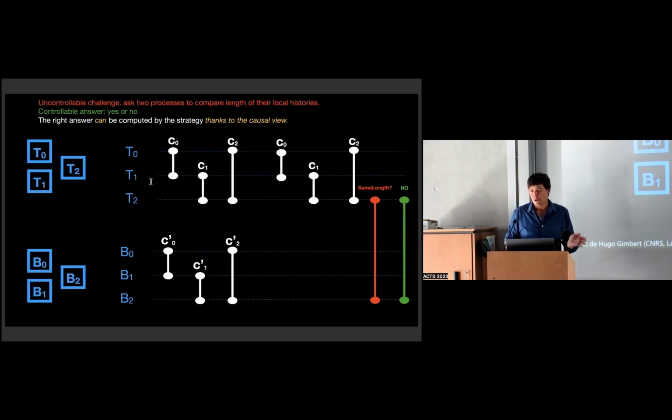For the moment, I have no way to enforce processes to give the right answer. But actually we can do it, thanks to the causal view. First, thanks to the causal view, the processes are able to give the right answer. They know the right answer. Why? Because when they are synchronized by the environment here, they can share information about their past, exchange it, make it common knowledge, and compute the answer yes or no. They can do it, but for the moment there is nothing to enforce them to do it. So now let's try to enforce them to be truthful, to give the right answer. How do they count the length?